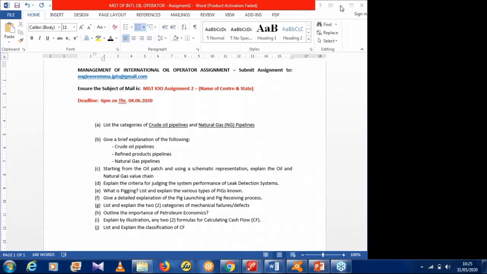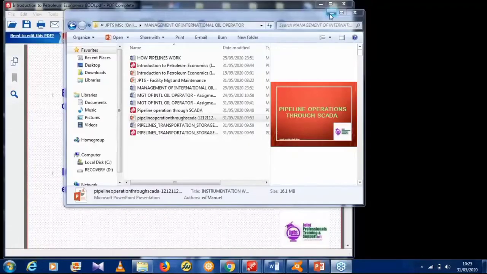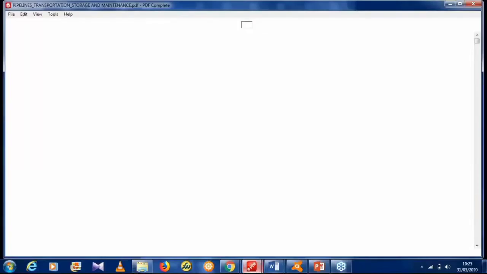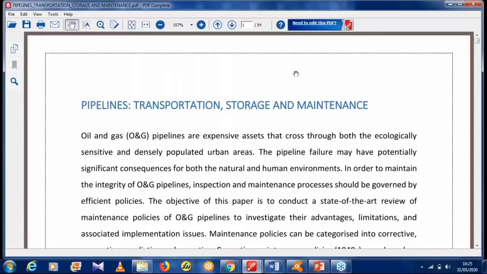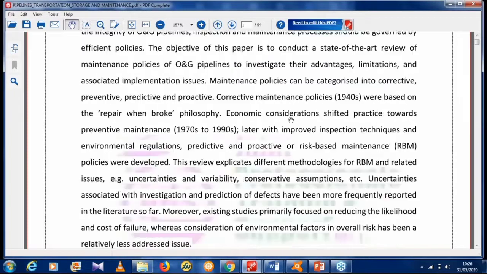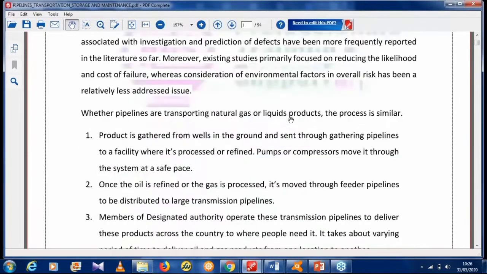Okay. So quickly, before I go to petroleum economics, I just want to touch some other areas as regards the transportation of pipeline and using pipelines for transportation, storage, and maintenance as regards international oil and gas operation.